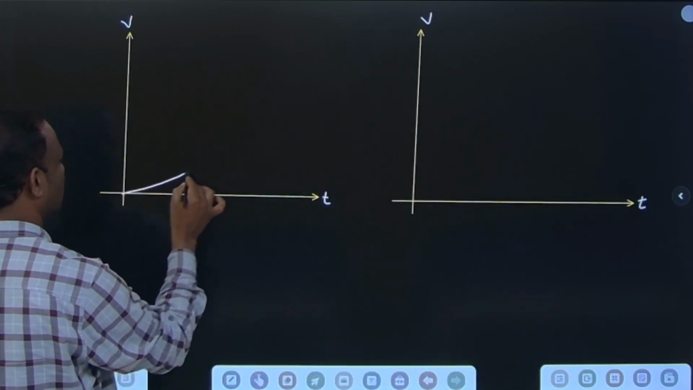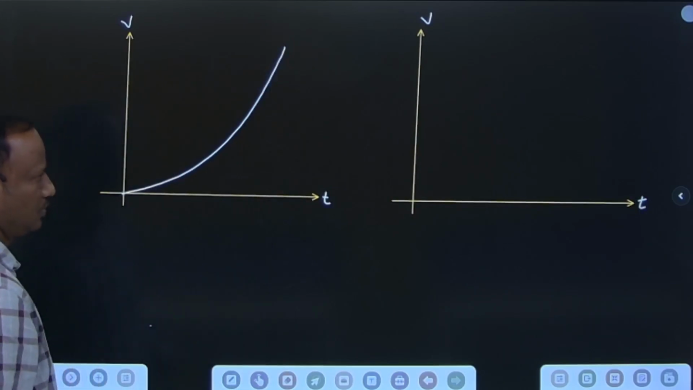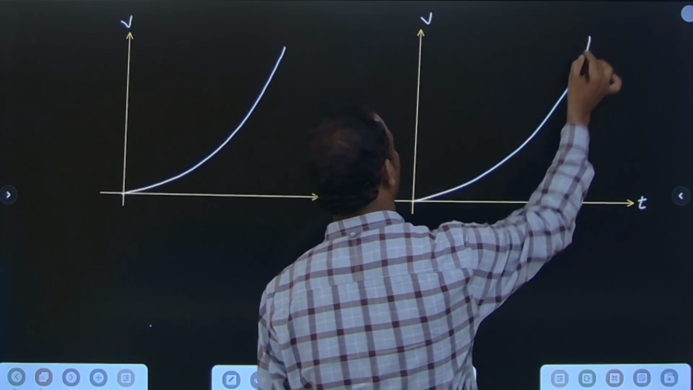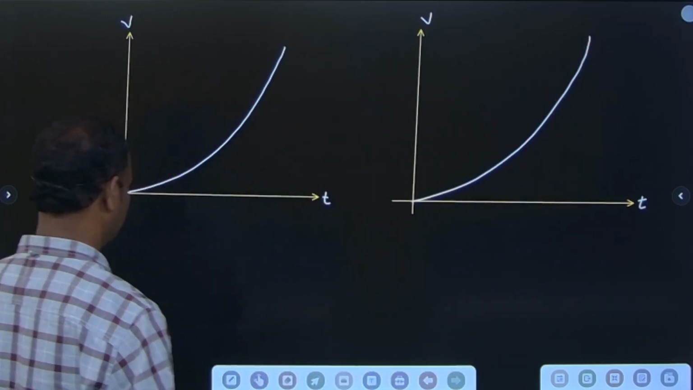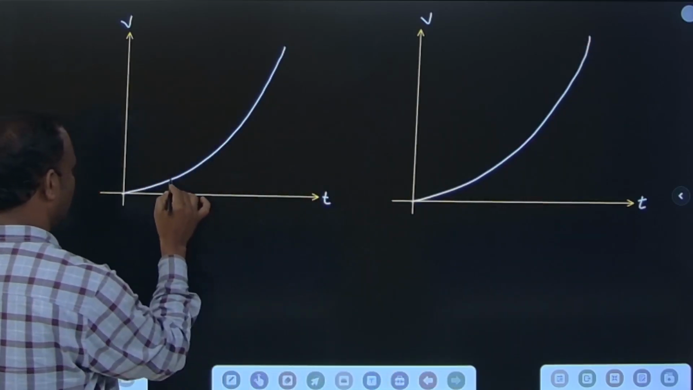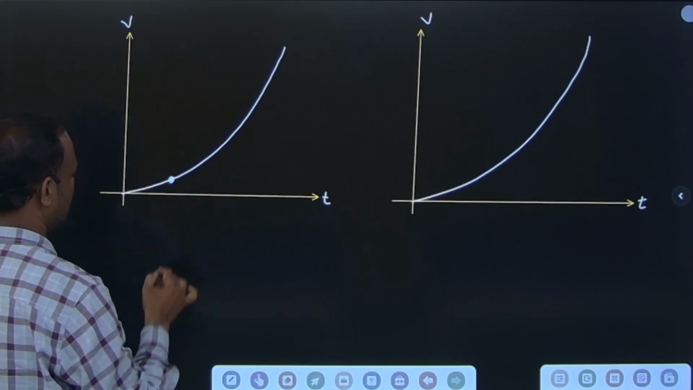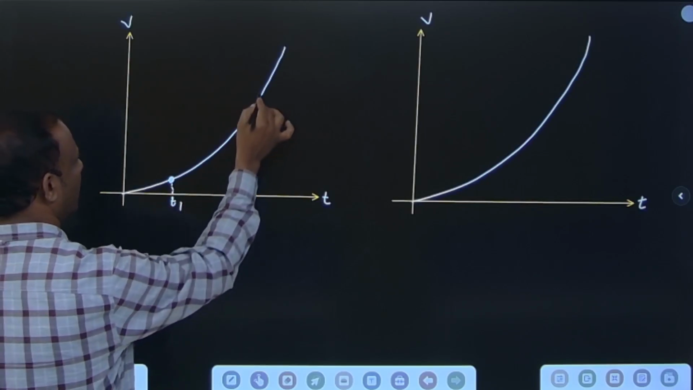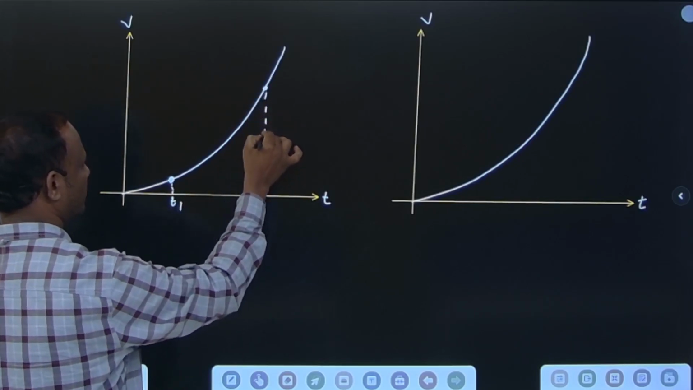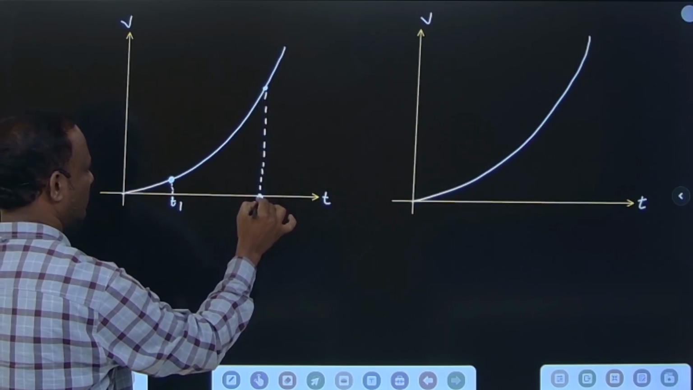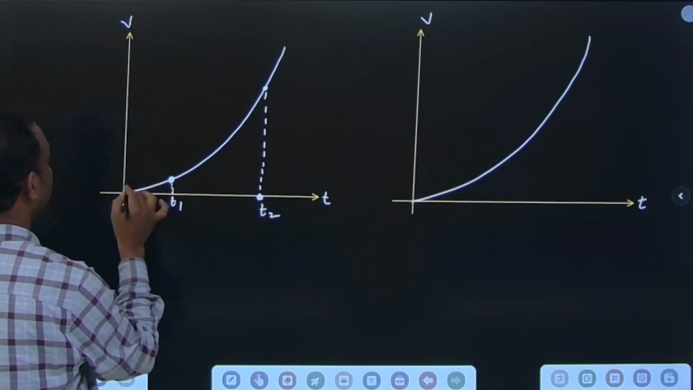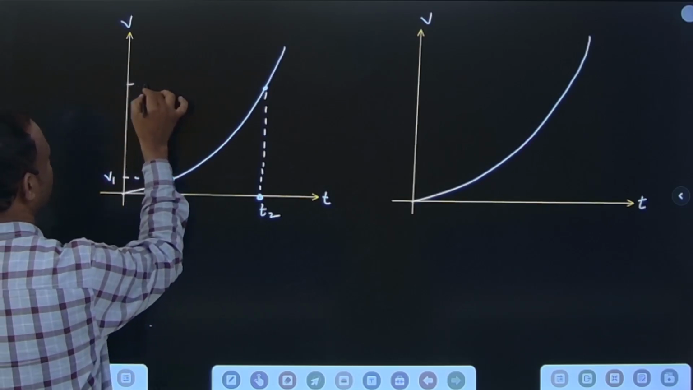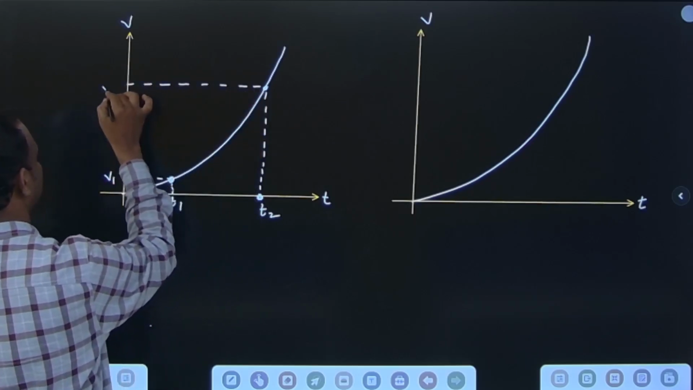Here there is an increasing slope, and I'm considering this increasing slope in two graphs. First one is the position. This is time T1, and at another point the time is T2. The velocity here is V1, and the next velocity at this point is V2.